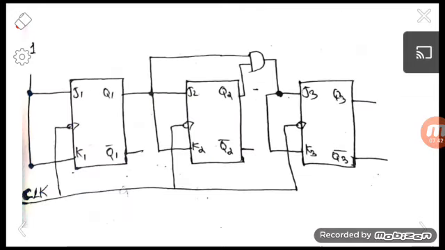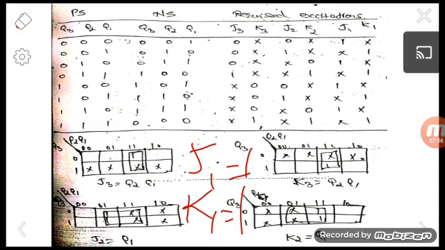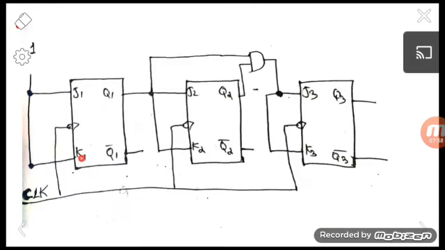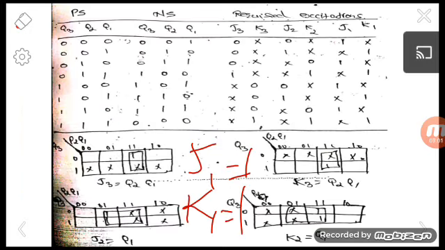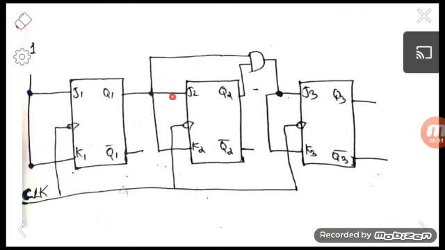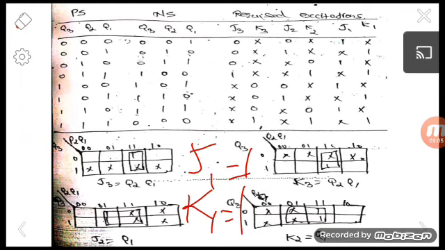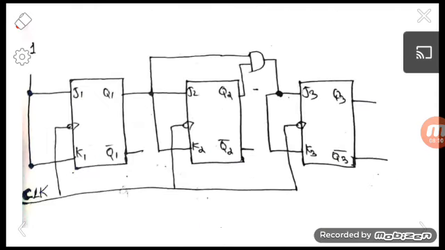After that we are going to draw the logic diagram. Here we have to use 3 JK flip-flops, and the input of the first JK flip-flop is 1 1, so J1 is 1, K1 is 1. What about J2? J2 is Q1, K2 is Q1, so Q1 is given as input to J2 and K2. And what about J3 and K3? J3 is Q2 Q1, so we are taking Q1 and Q2 using an AND gate and giving it as the input of J3 and K3.